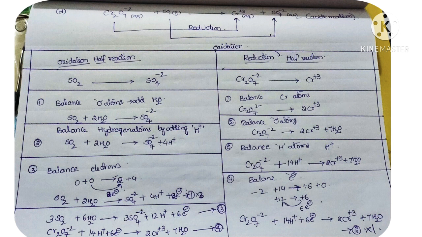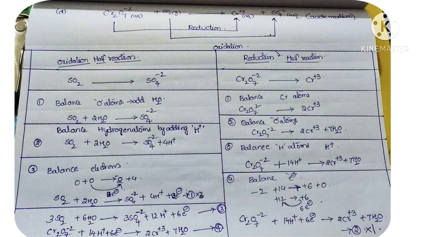And the next step, balance oxygen atoms by adding water molecules. Cr2O7 minus 2 to 2Cr plus 3 plus 7H2O, because we add 7H2O on the right side. On the left side 7 oxygen atoms are there, but on the right side no oxygen atom is there. So we balance oxygen atoms by adding 7 water molecules, giving 7 oxygens. So Cr2O7 minus 2 to 2Cr plus 3 plus 7H2O.